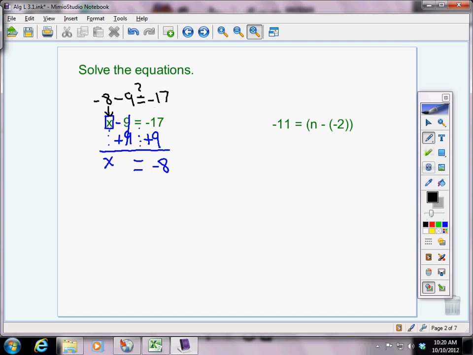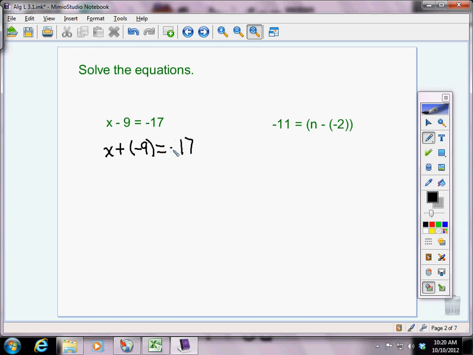Now I want to show you one more thing real quick with this problem. A lot of times people like to rewrite this as addition, and you can definitely do that. Keep your x, change a minus to a plus, change your 9 into a negative 9. Okay, these two things are equivalent expressions here. They mean the same thing.